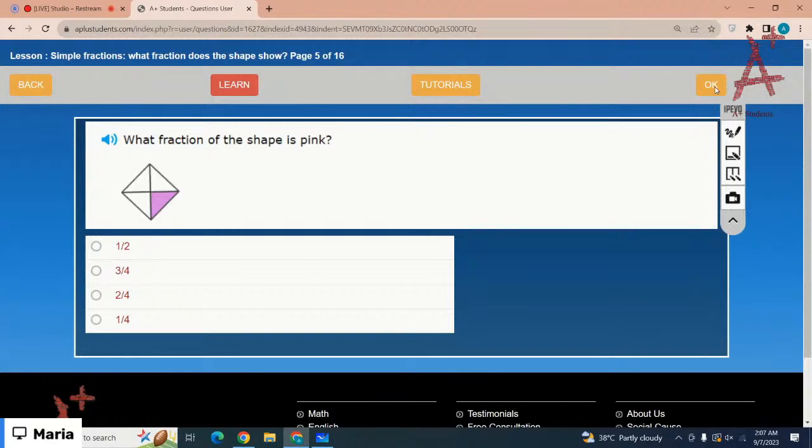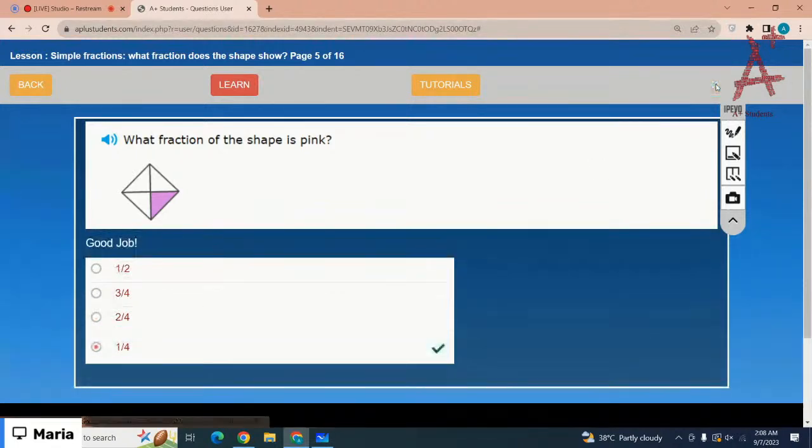What fraction of the shape is pink? Just one of the portions is pink, right? 1 out of 4 is correct, because the shape has total 4 equal parts. So it would be 1 out of 4 is pink. The last option is the correct one.